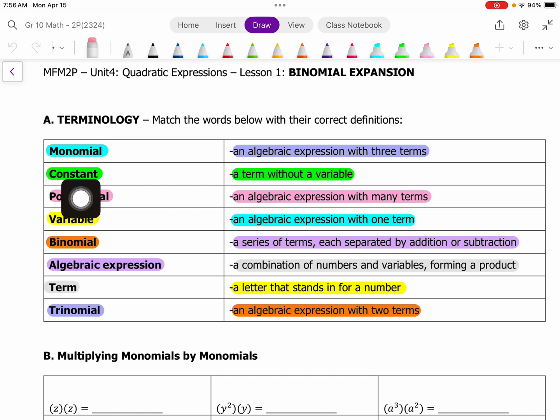So the word constant, we have come across that before. That is just a term without a variable, or also something that is just a number. So there's no letters with it. We have also seen the word variable, which is a letter that is standing in for a number. And we've seen the word term before. So that's just a combination of numbers and variables that are forming a product. So that just means that we are multiplying those together.